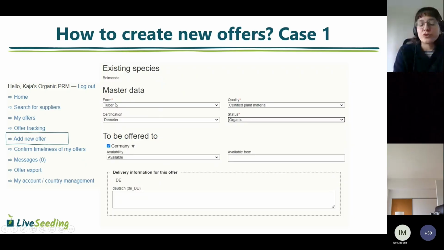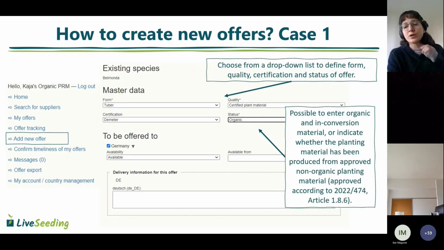First, you will need to put some general information on your offer. This is a drop-down list from which you can select. You will need to indicate the form and the quality of your offer, the certification, and the status. In the status, you can choose between organic, in-conversion material, and material approved according to 186. That means it is planting material that comes from approved non-organic planting material. This was a requirement by the European Commission that we included recently, and we're still in a lot of discussion with authorities and the European Commission.